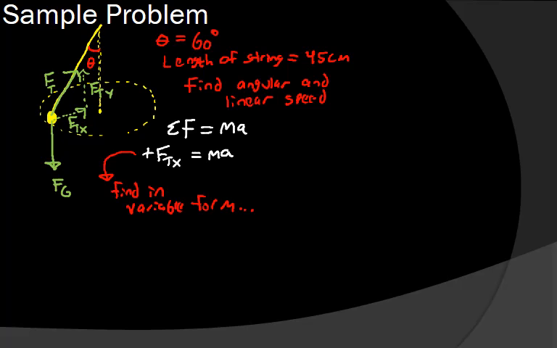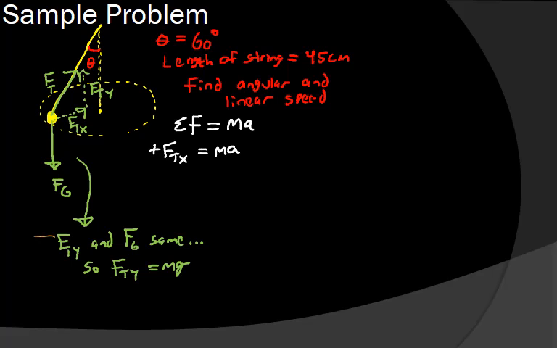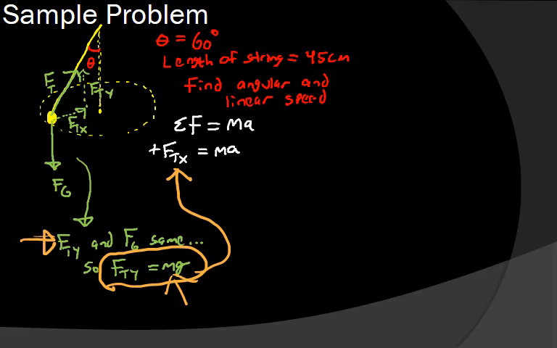So if we think about it, what's the force of gravity fighting? It's fighting the force of tension in the y. So the force of tension in the y is equal to the force of gravity. In other words, force of tension in the y equals mg. Then from there, you should be able to use some trig to put the force of tension in the x in terms of variables, if we know that the force of tension in the y is mg and we know the angle. So go ahead and pause again and see if you can figure out how to put force of tension x in variable form.